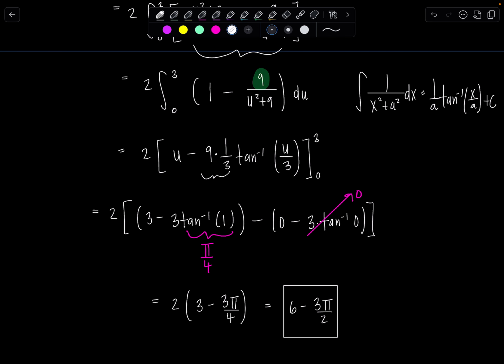Very exciting. So comment down below how you solved this integral. If you did something different, I'd love to hear. I'm sure there's a variety of approaches, but I'm pretty sure u-sub is really the only major integration technique you need.